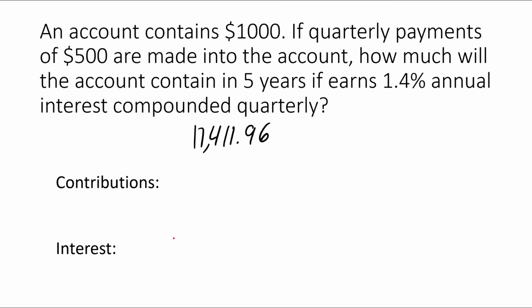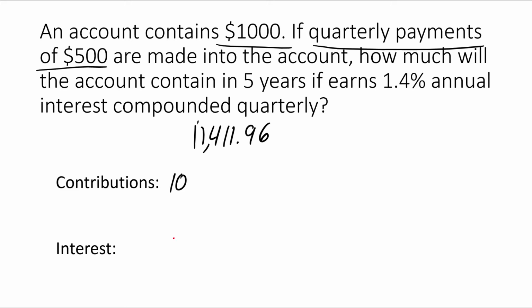All right. So after 5 years, we get $11,411.96. Now we want to find the contributions. The contributions is all money put into the account. So that's going to be the original $1,000 plus the quarterly payments of $500. So we need to account for both of those.